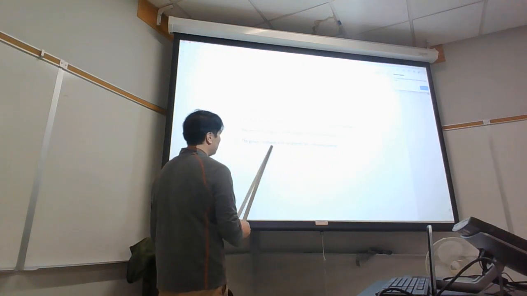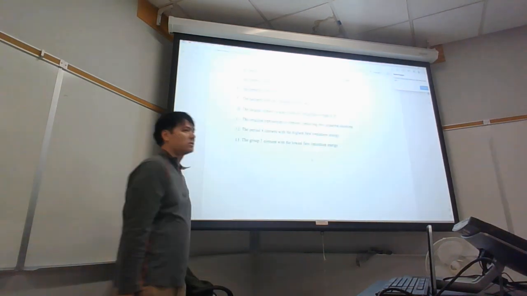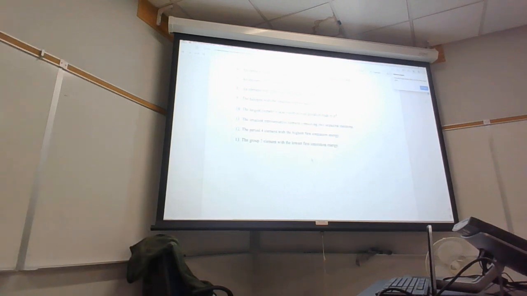The group 2 element with the lowest ionization. Lowest should be easiest to ionize. Easiest to ionize should be the biggest. And so if we're in group 2, which is the second column here, which one of these is the biggest? Radon. So radon's going to have the lowest. But radon's radioactive, so we might say barium.